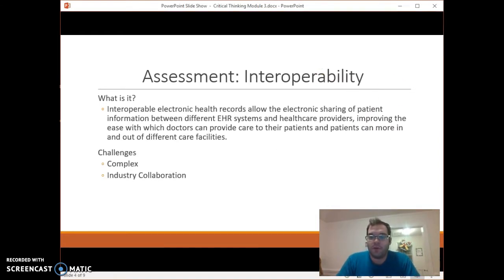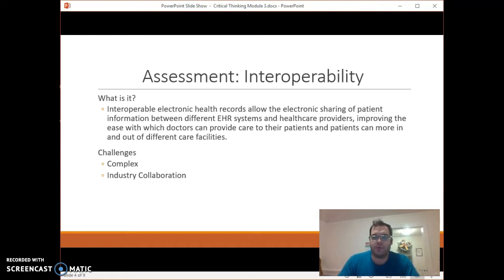Interoperable electronic health records allow the electronic sharing of patient information between different EHR systems and healthcare providers. This helps providers easily look up patients' information and medical history after they leave a facility or go to a new one. The challenges with interoperability are that it is a complex system and there is a lack of industry collaboration. There are many types of EHR systems and they may use different interfaces, technological specifications, and capabilities, which can make it hard to read and transfer data between two EHR systems.